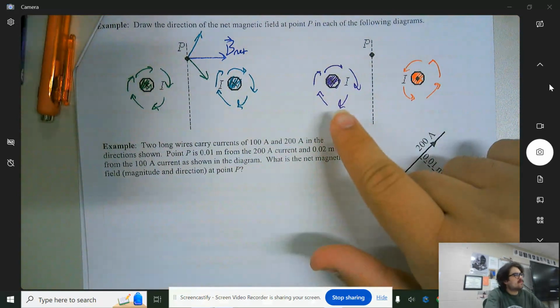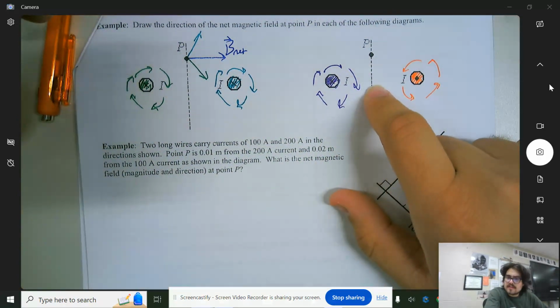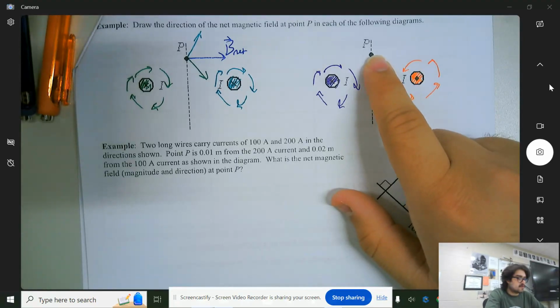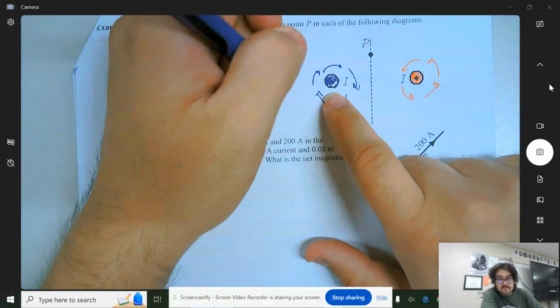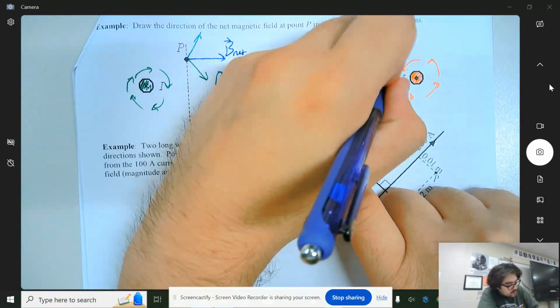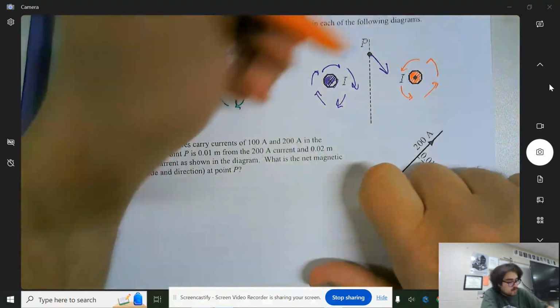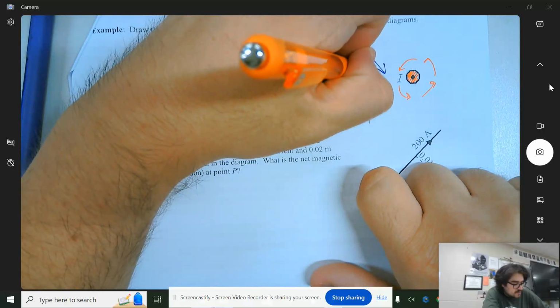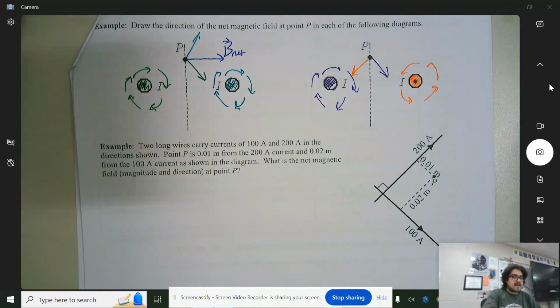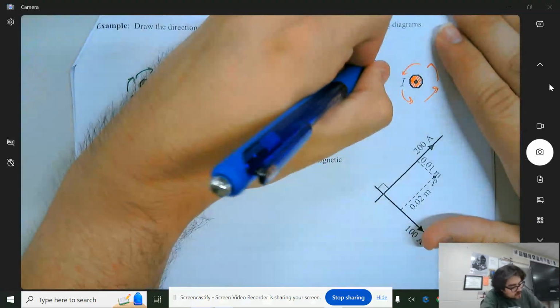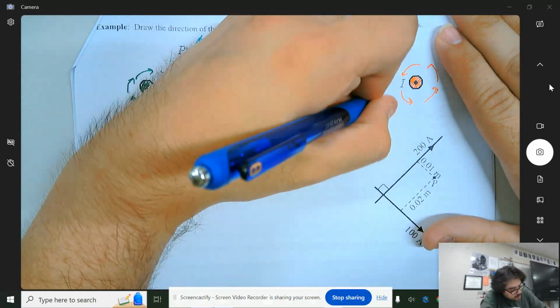You might be thinking, oh, but don't they cancel out? Well, they probably cancel out dead center between them, but this is not dead center between them, okay? So point P from the purple is actually going to go down and to the right, okay? And then from the orange, it's going to go down and to the left, okay? Notice the horizontal components cancel out, and you're left with a brand new B net that's going straight down, okay?